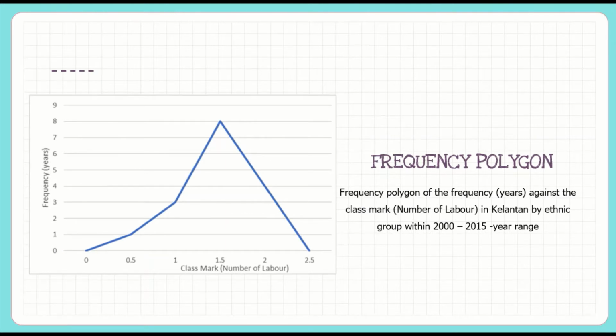Lastly, this is the last slide for question 2c. Graph 3.2 shows the frequency polygon obtained from the retrieved data of employed persons by ethnic group in Kelantan within the 2000 until 2015 year range. The y-axis is the frequency, which is the year, and the x-axis is the class mark, which is the total employed person. That's all from me.